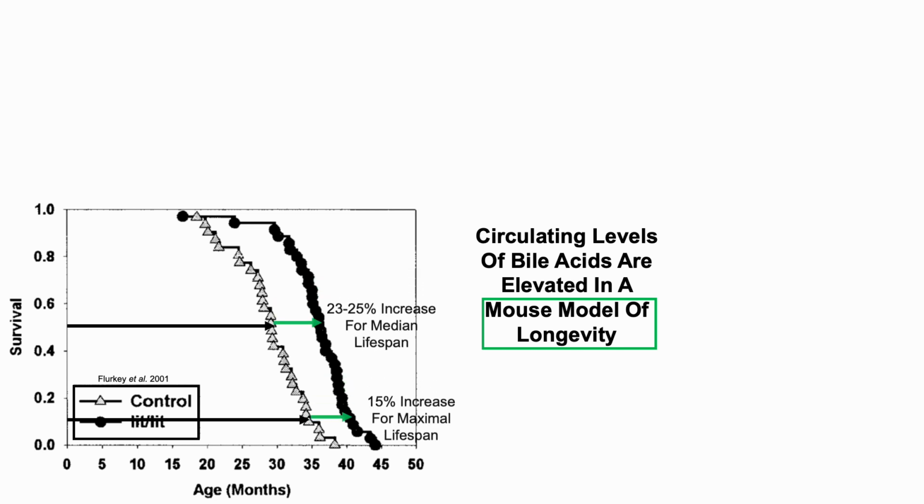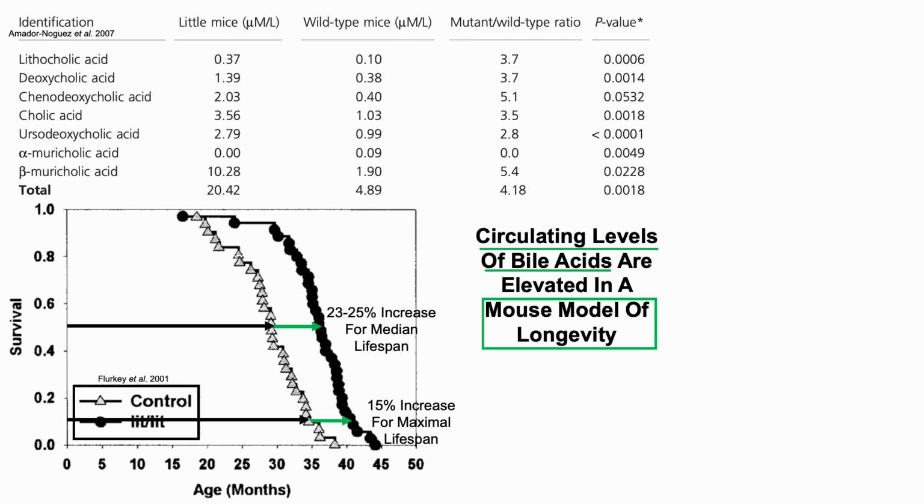We can see a significant increase for both median and maximal lifespan in the lit mice, which are otherwise known as dwarf mice or little mice. So we can see that circulating levels of bile acids, as I've written here, are elevated in this mouse model of longevity. And we can see that data there.